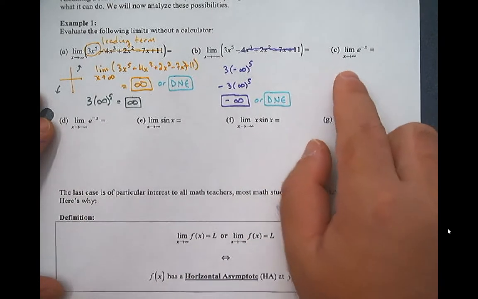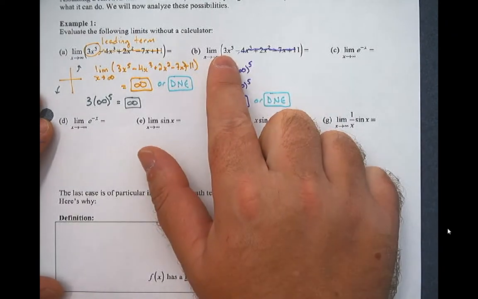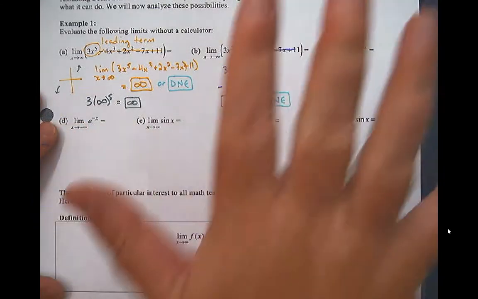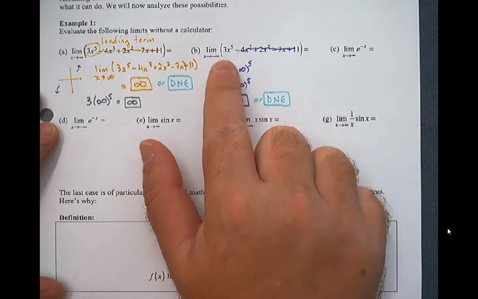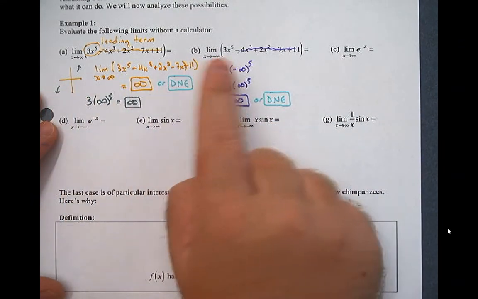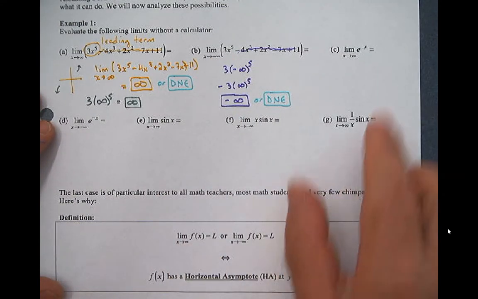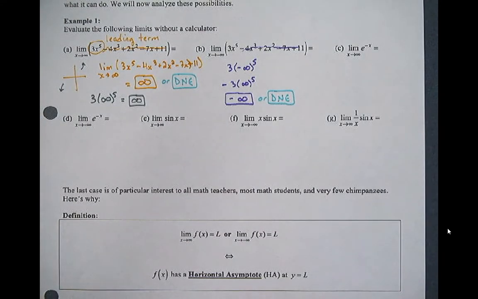All right, well, now we've got the basic idea of all polynomials. So now you could do any polynomial from here on out. You would make either a sketch or you'd plug in the infinities. Now let's look at what happens when you don't have a polynomial.